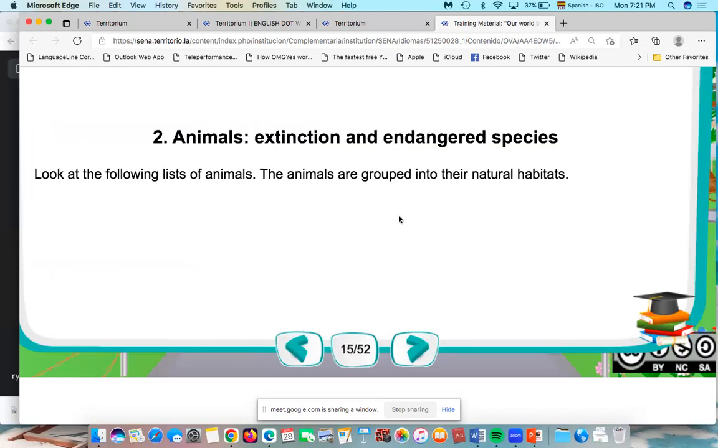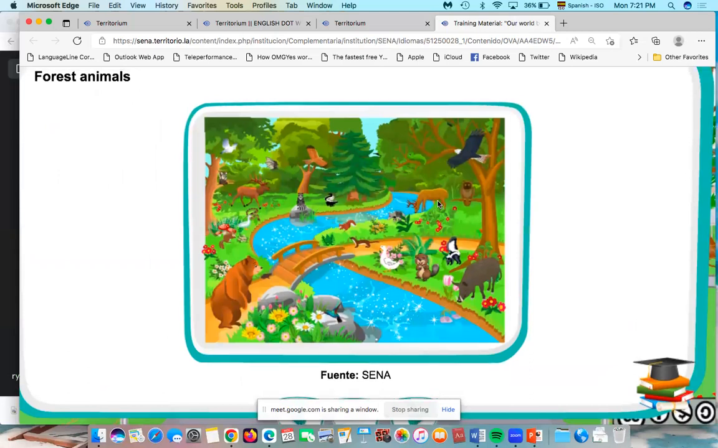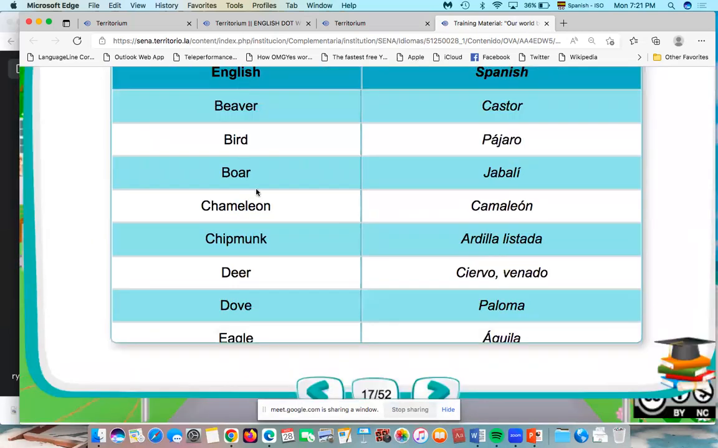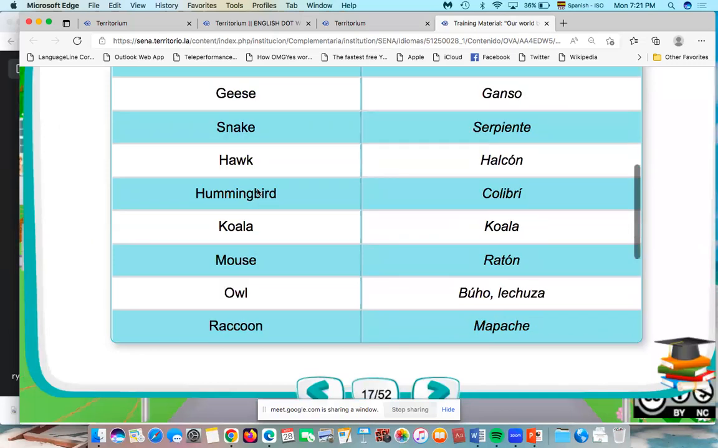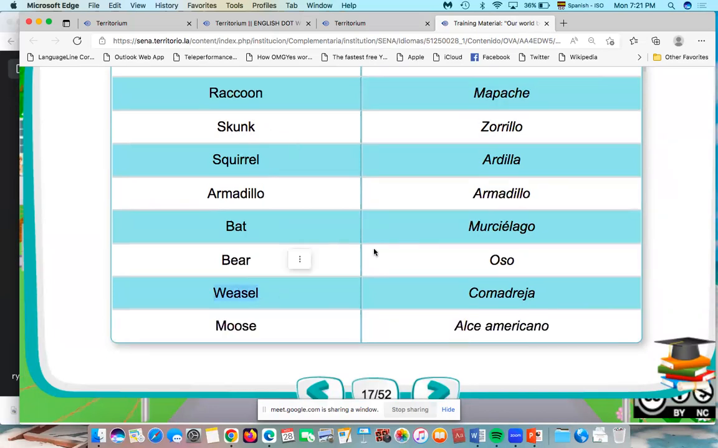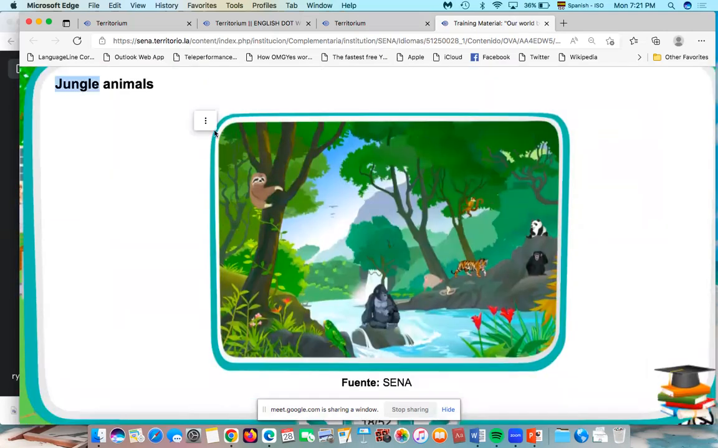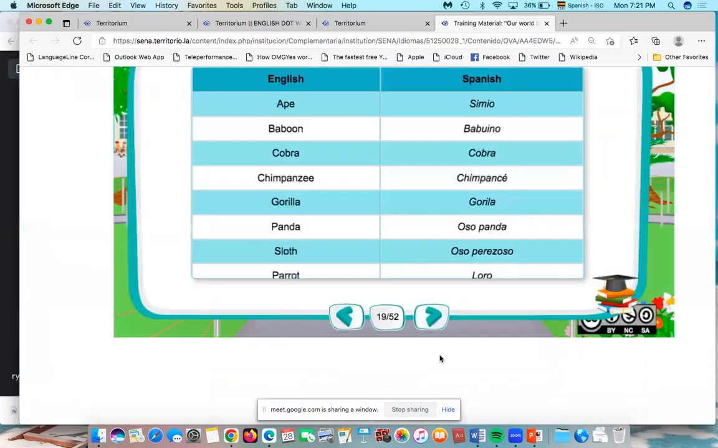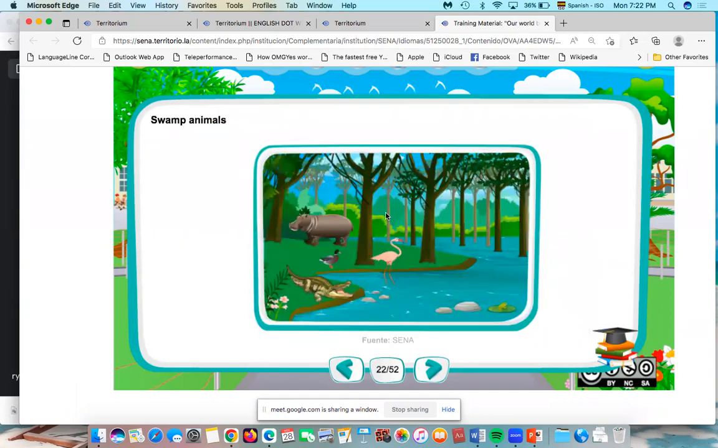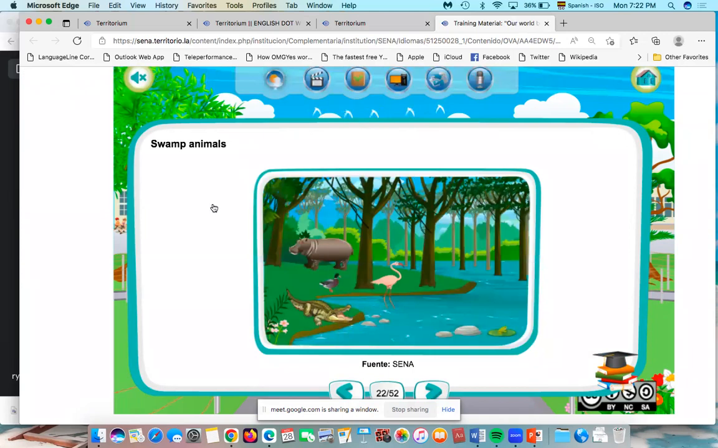Right? Yeah. Perfect. Now we have the animals extinction or endangered species. This is vocabulary, right? We have forest animals, and they are going to give us a lot of vocabulary about animals. Beaver, bird, or you can see the vocabulary here, okay? A raccoon, a skunk, right? A weasel. So these are forest animals, okay? And then we have jungle animals, and you have the vocabulary here, okay? And then we have savanna animals that you find in Africa. And you have some vocabulary here. And then we have swamp animals, los del pantano, right?